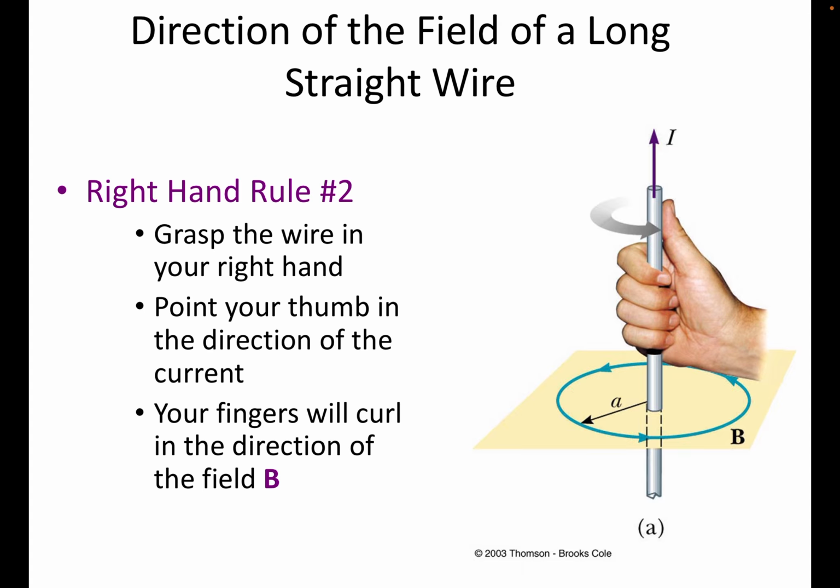Since the current is just a moving charge, a current carrying wire also creates a magnetic field. We have a second right-hand rule to find its direction. You grasp the wire with your right hand so that your thumb points in the direction of the current. Your fingers will then curl around the wire in the direction of the magnetic field lines. This shows the field forms concentric circles around the wire.